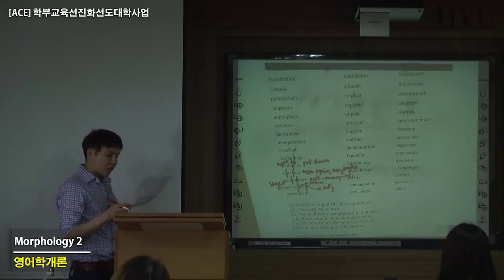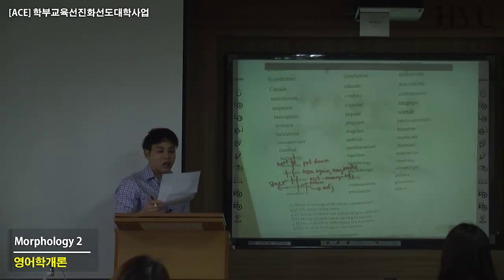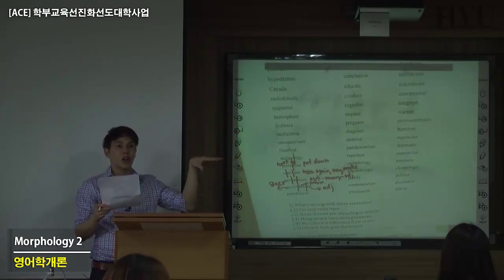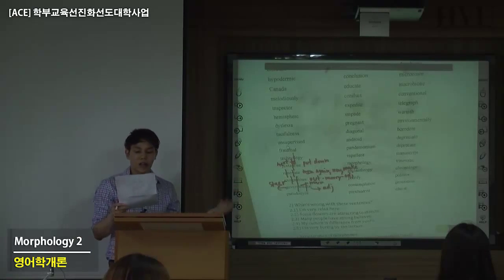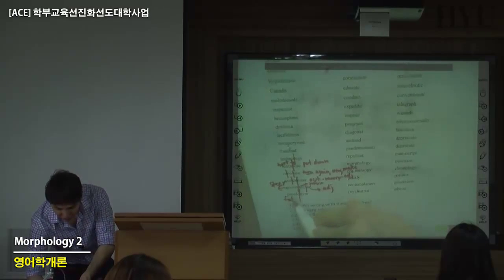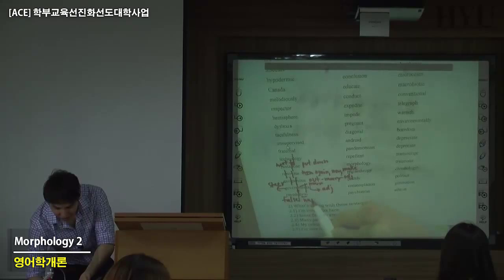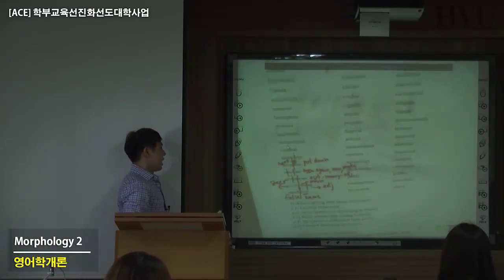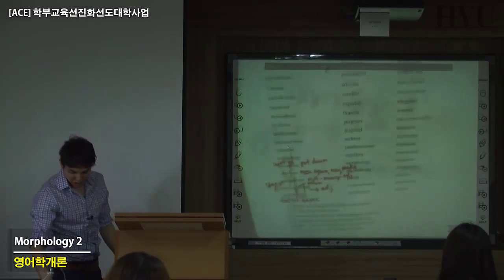Governmental, three morphemes. Govern. Govern means to control, to steer, and ment, a noun morpheme, and al, adjective morpheme. Ment is a noun, al is the adjective, and govern means to steer or to control. Finally, for this column, pseudonym, we have two morphemes, right? Pseudo means fake or false, and nym is name. Right, so false or fake, and then name. So pseudonym is false name, right? The name that you use in writing.